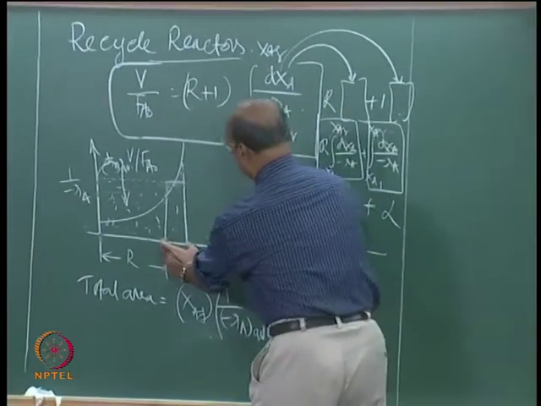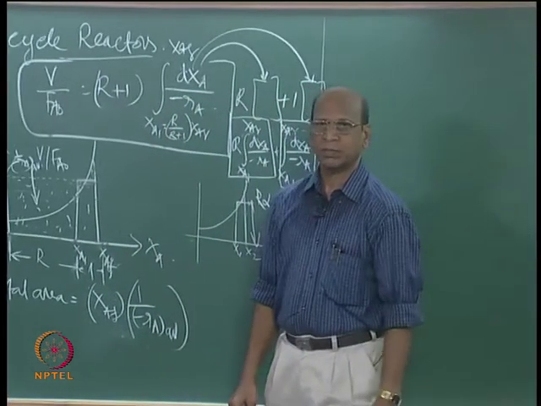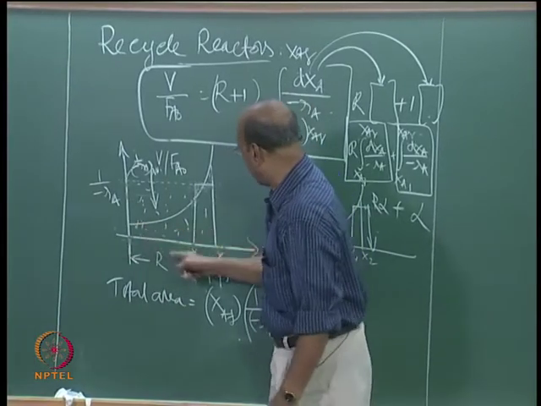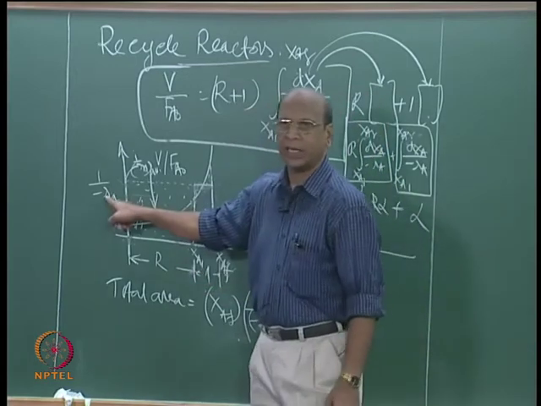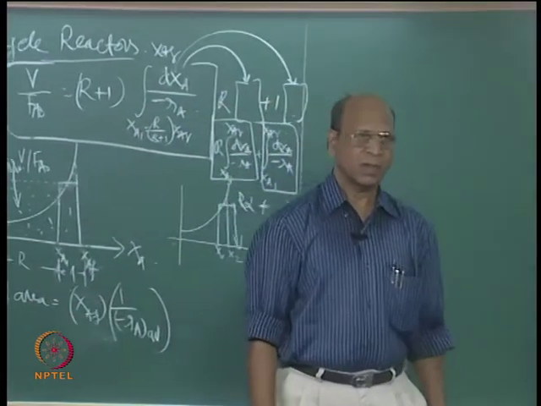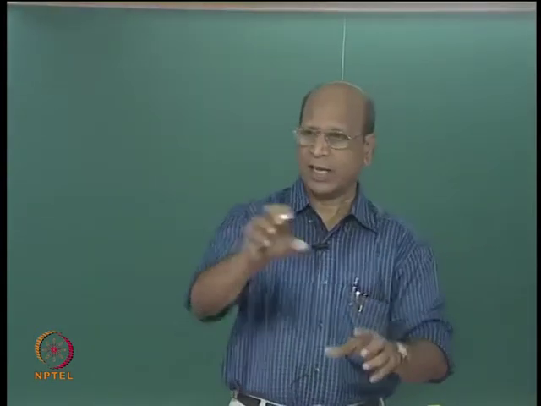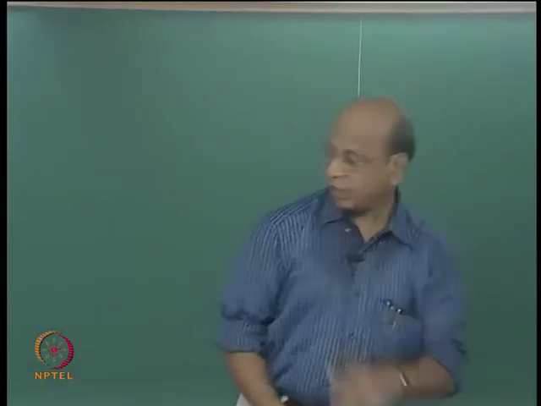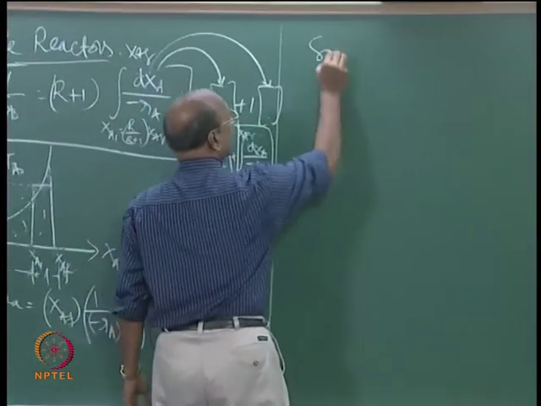I know this area: 1 by minus r_A average into X_Af minus X_A1. And what is this area? 1 by minus r_A average into 0 to X_A1, simply X_A1, and that too r times of that. You prove that those two will give you this entire thing, that is all. And I tell you, it is an LKG problem, because we are just drawing graphs and trying to find that these two areas must equal that area. Okay? Good.